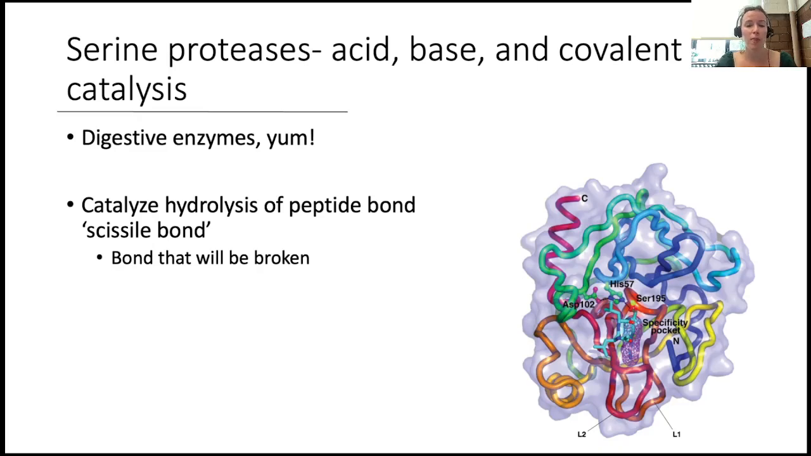This protein class, they are serine proteases, so they digest proteins. You can find them in our bodies for sure. They help us to digest the protein that we eat. And the reaction that we're going to see performed is a hydrolysis of the peptide bond. If you do any reading elsewhere about this bond, you may see it called the scissile bond. That just refers to the bond that's going to be broken.